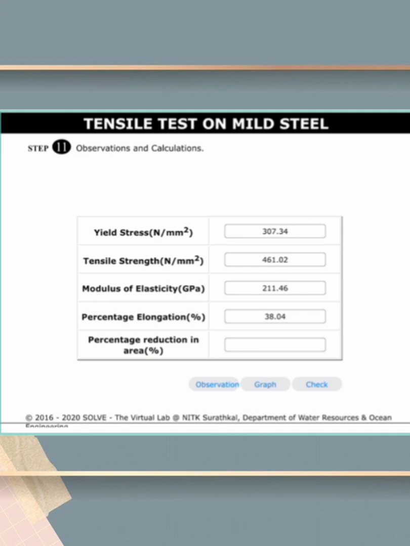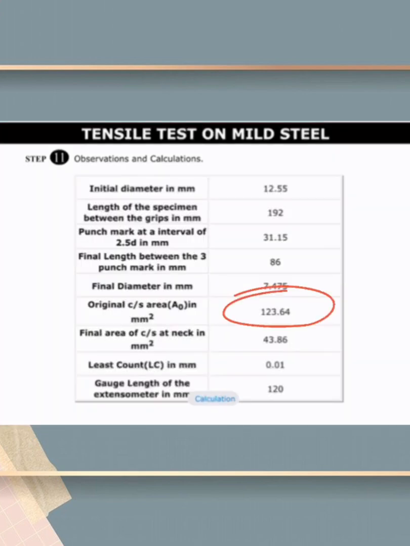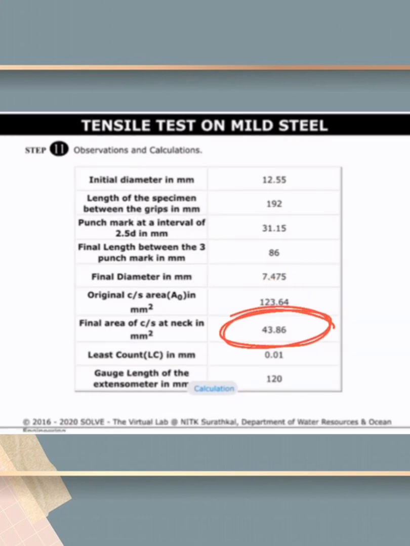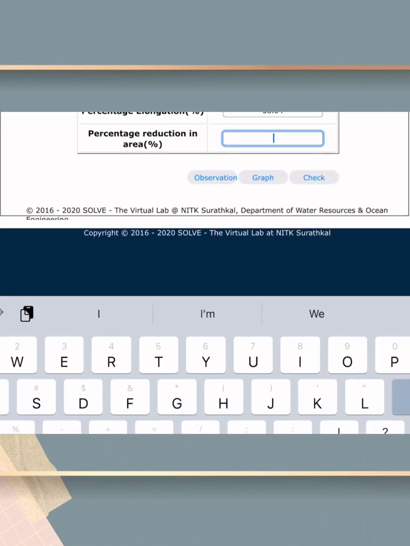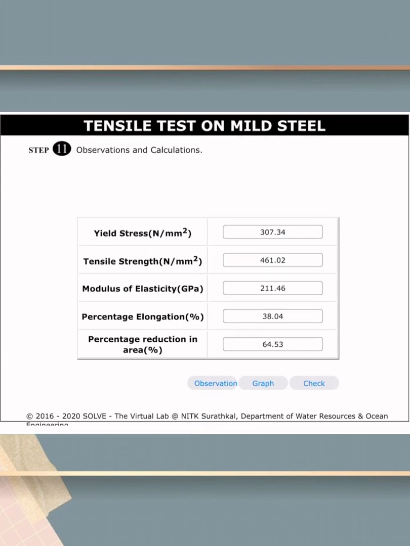Then, in order to find the percentage reduction in area, we are required to use the formula original area minus final area divided by original area times 100. The original area is 123.64 mm square and the final area value is 43.86 mm square. Insert all the values into the formula and you'll be getting 64.53%.